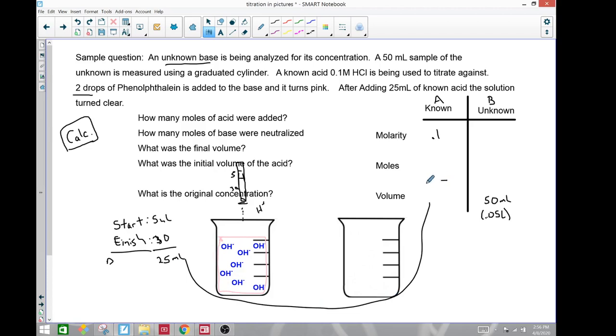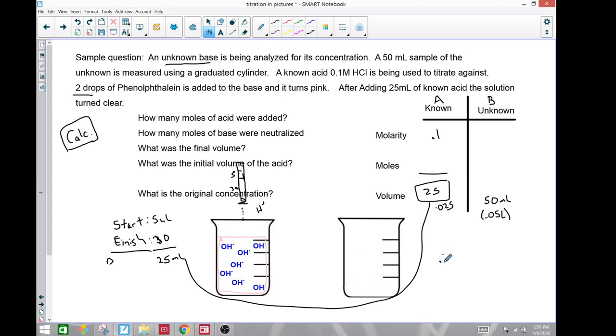The known volume comes from the burette, and it's 25 milliliters, 0.025 liters. All right, so now here are our questions. How many moles of acid were added? This guy. Okay, let's do that math. I want this guy right now.